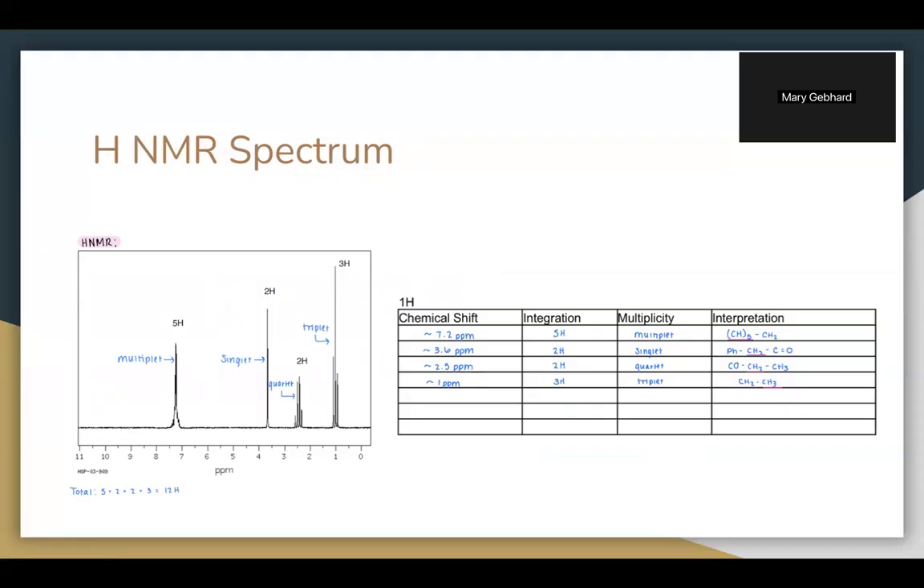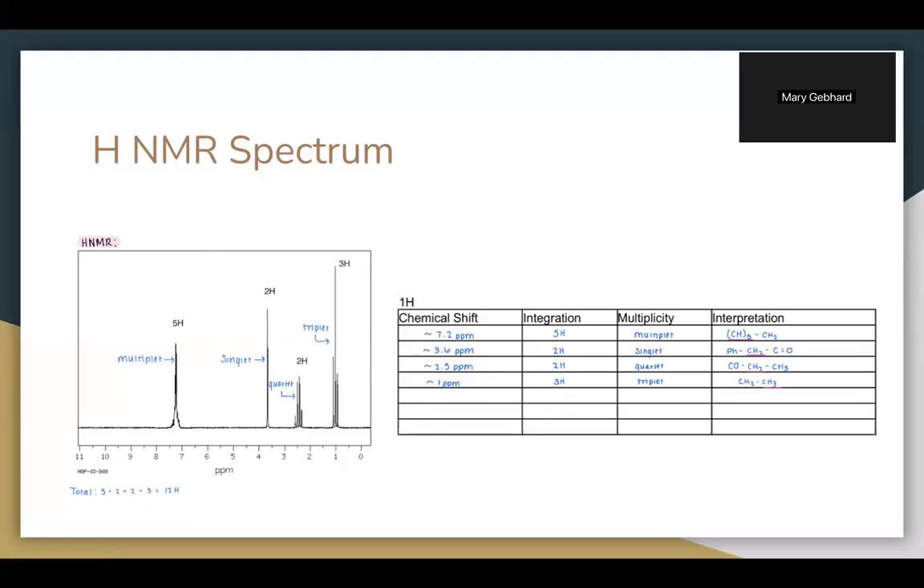One of the first things that I like to do for this is to count up the number of hydrogens present and relate it to the number of hydrogens given in my molecular formula. As we can see here, I had 5 plus 2 plus 2 plus 3, and this equates to 12 hydrogens, which is the number of hydrogens that I was also given in my molecular formula, so that works.